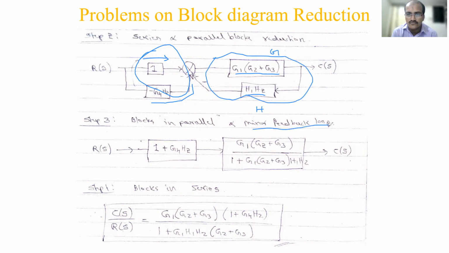And that's what is written here in the step. Minor feedback loop means you have to understand it is rule 3, and blocks in parallel for this one is rule number 2. Okay, so once you remove this, it is 1 here because here nothing is there, meaning plus sign, then here minus sign is there, minus of minus becomes plus, so 1 plus G4 H2. So 1 minus G4 H2 it is, that's why 1 plus.